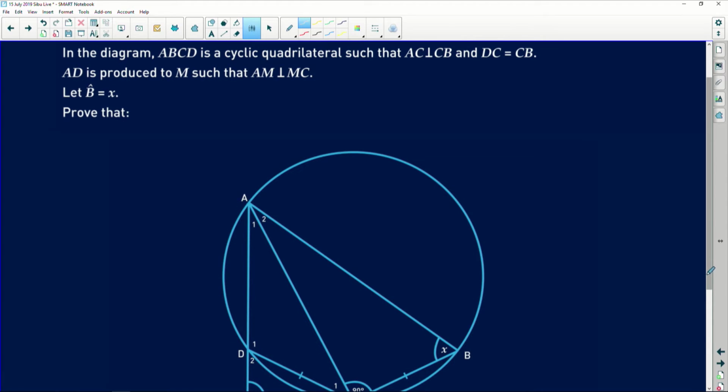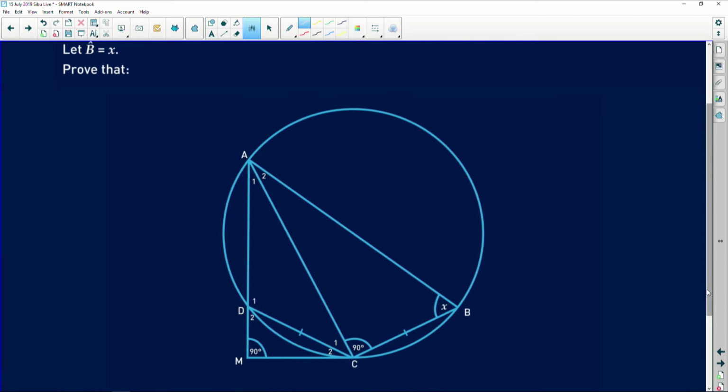All right, AD is produced to M such that AM is also perpendicular to MC. You can see the 90s there, guys. So it becomes very easy for us to work with this. It is 90 degrees here, and it is also 90 degrees right there. We're told that angle B is equal to X. Let angle B equal X and prove that.